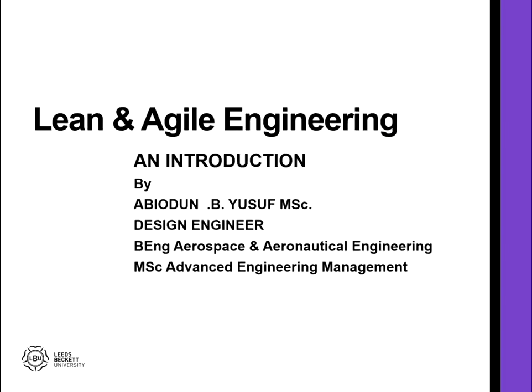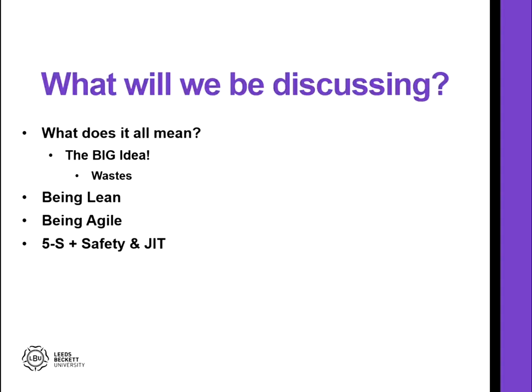What I'm going to talk about now I've actually taken from Abby's presentation that he did quite a long time ago. You might come across Abby in some of your teachings, so I've adopted his PowerPoints. What we'll be discussing is the big picture, the waste. What is it to be lean? What is it to be agile? And then we'll have a quick look at two concepts like 5S.